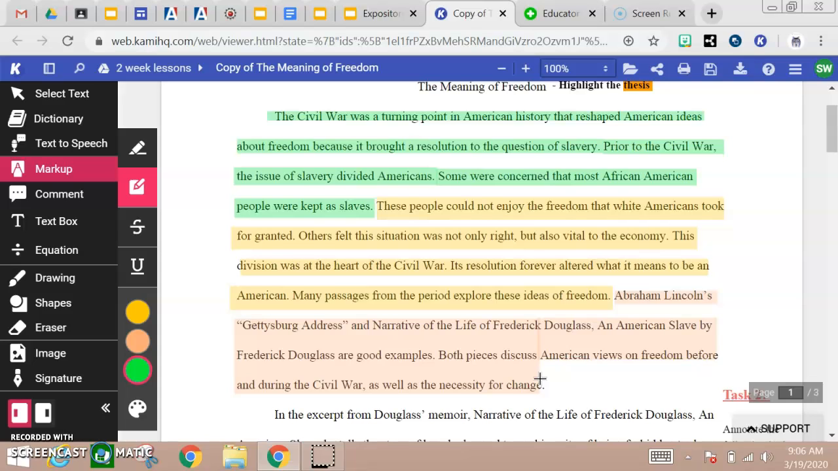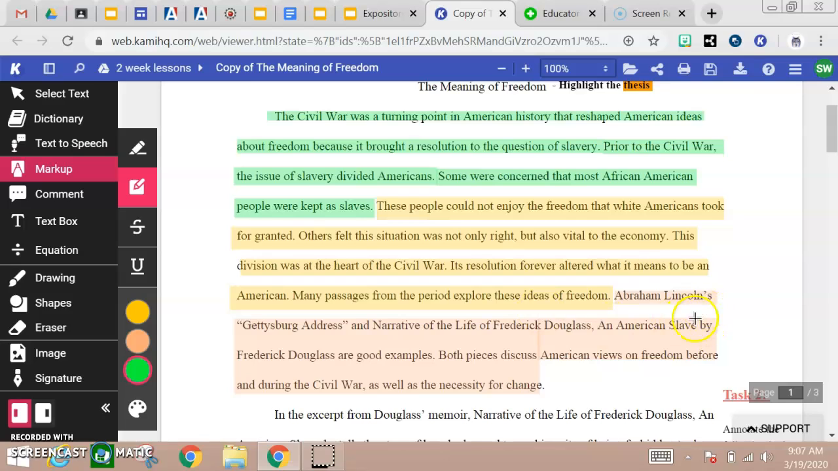So again, I'm going to review real quick. The green up here is the hook. Again, you need to explain your hook. I could take out some of this yellow, but it's really this: the resolution forever altered what it means to be an American. That is really talking about the Civil War and what happened during the Civil War, and talking about freedom. I also look at the topic or the title, and I'm like, oh, okay, so it's probably going to be about the meaning of freedom.